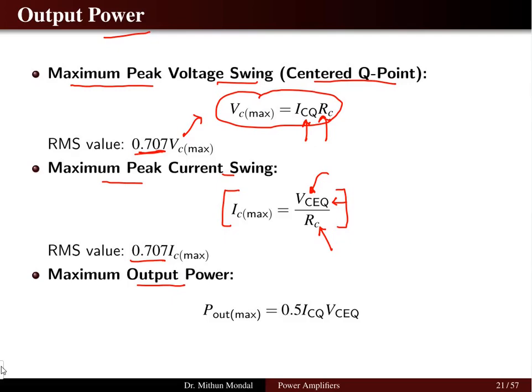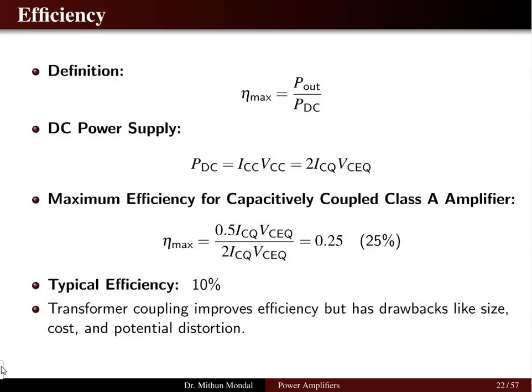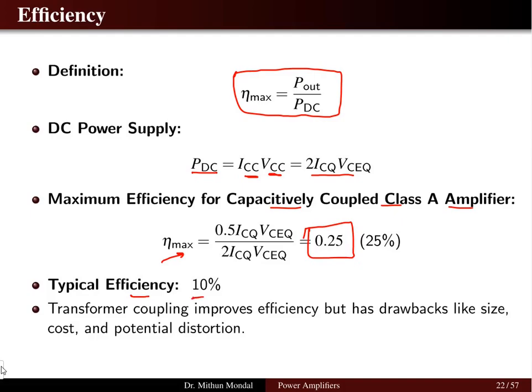The maximum power output in that case can be put in this equation. We get 0.5 times the collector current multiplied by the collector to emitter voltage. The efficiency is the power output divided by the DC power, and the DC power is equal to the collector current multiplied by the collector voltage. We saw that it comes to be 2 ICQ VCEQ from the previous expression. Hence, the efficiency for the capacitively coupled class A power amplifier comes to be 25%. Typical efficiency is generally about 10%, but this is the maximum efficiency of 25%.